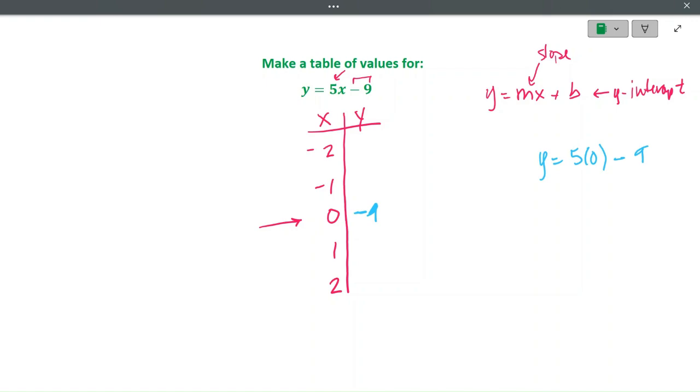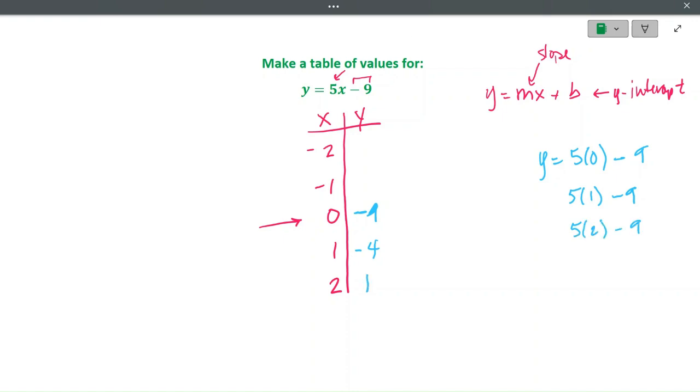All right, from there, I'm just going to keep plugging things in. This is the easiest way to find points if you know nothing else about the function. So I have 5 minus 9 is -4. And I'm going to do the same thing again with the value of 2. I have 10 minus 9, which is 1.